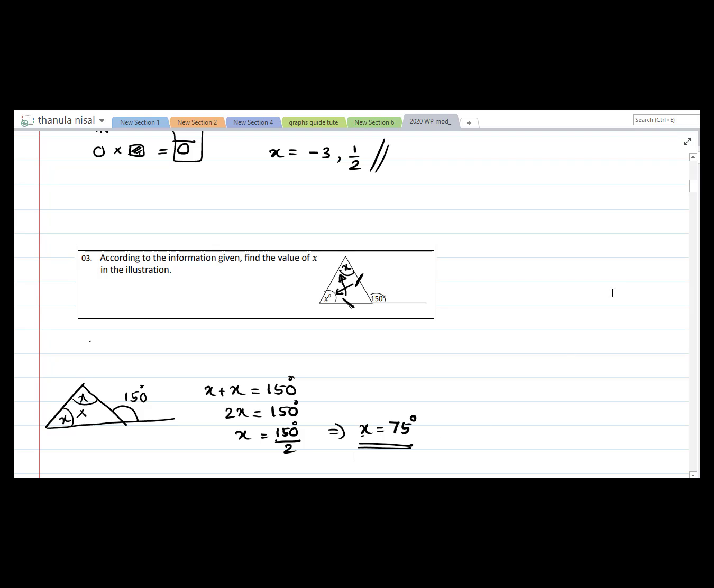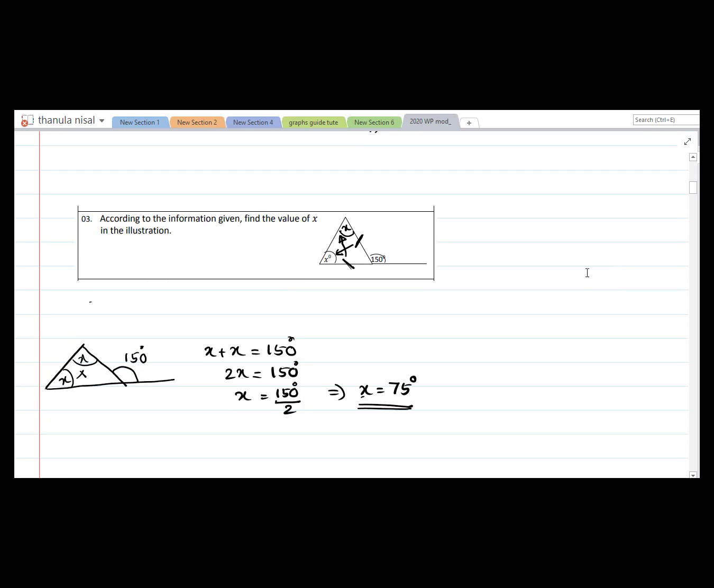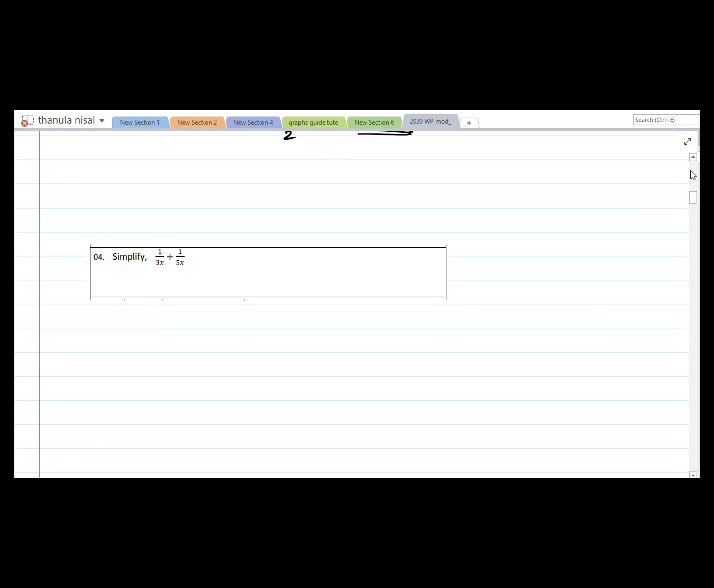Okay, those are quite ordinary questions. Let's move to question number 4. Now we are going to simplify this one. Are the denominators equal? No. Therefore, we should find a common denominator for both 3x as well as 5x. What's the common denominator? That is 15 times x, isn't it? Using the LCM, we can find it.